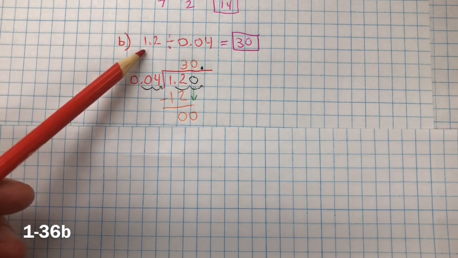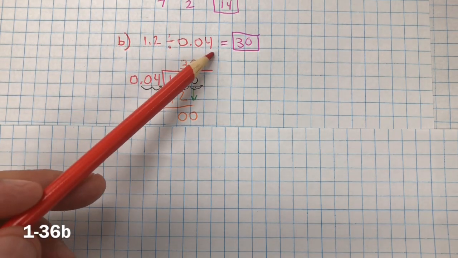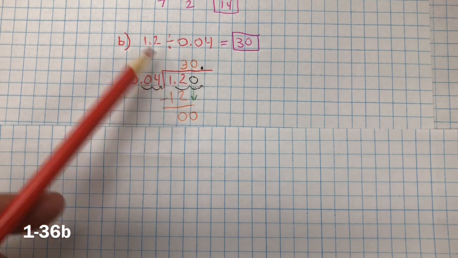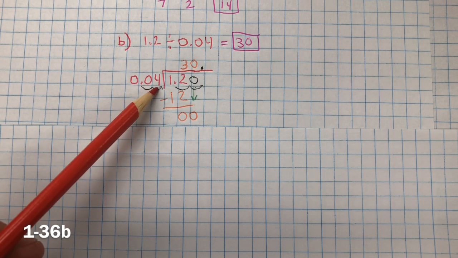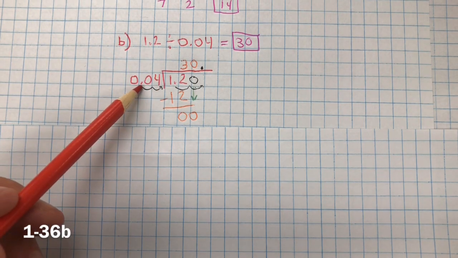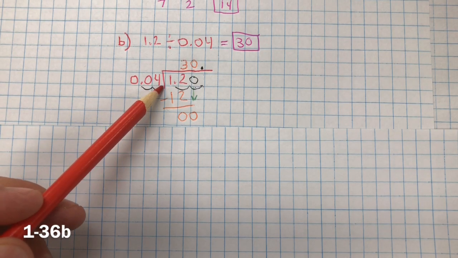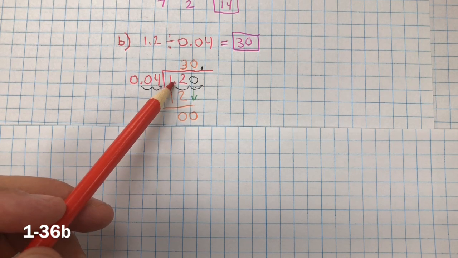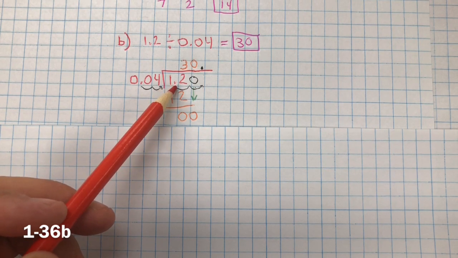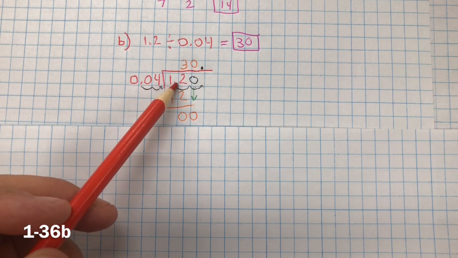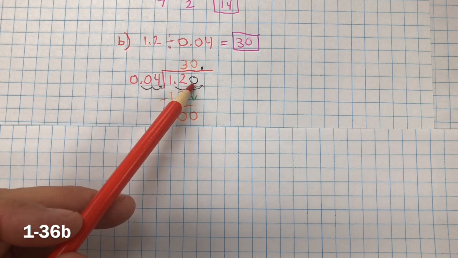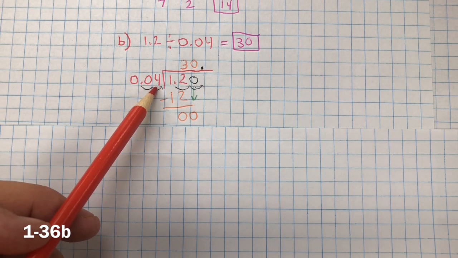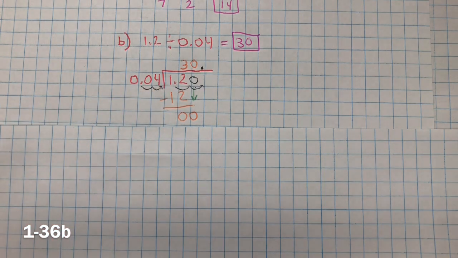In part B, we have 1.2 divided by 0.04. So I'm going to use long division. 1.2 divided by 0.04. We're going to eliminate the decimal in the divisor by multiplying it by 100. So that moves it 2 place values. We're also going to do it to 1.2, and we multiply it by 100 as well. That moves it 2 place values, and bring up the decimal. So now we have 120 divided by 4. 120 divided by 4 equals 30.